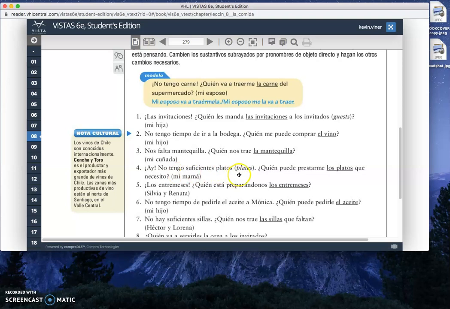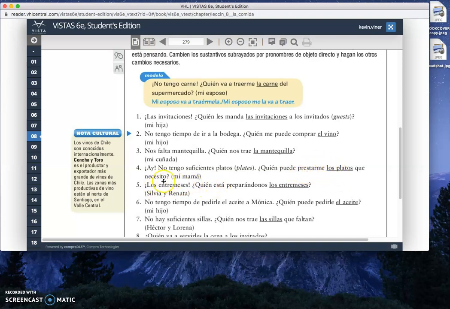Ay, no tengo suficientes platos. ¿Quién puede prestarme los platos que necesito? Pause. And we're back, and we hear the person is mi mamá. So we'd say, mi mamá me los puede prestar. Me los puede prestar. So you see you have the me here. I'm just putting it in the front, and the los is referring to los platos. You could also attach that to the back, right? Mi mamá puede prestármelos. But remember, if you do that, you have to put the accent over this A here.